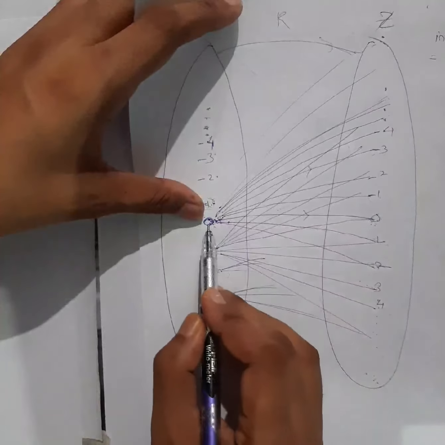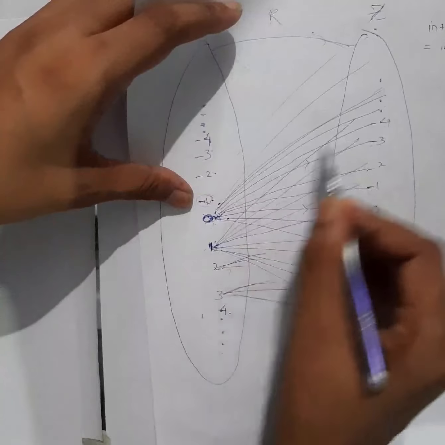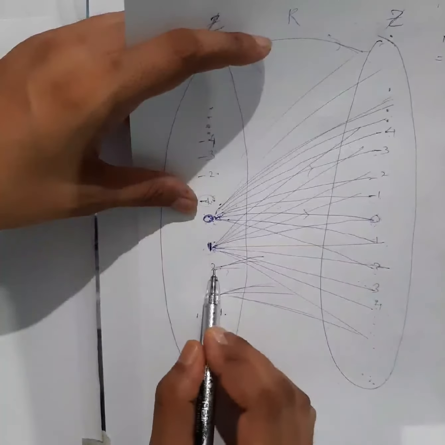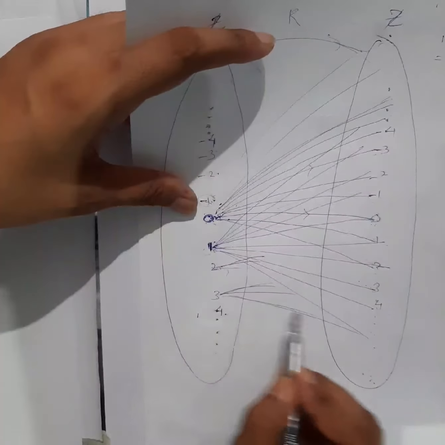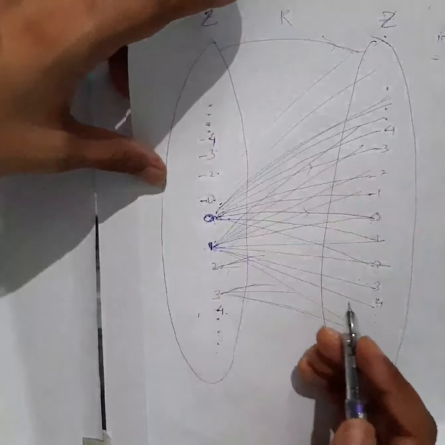An infinite number of images it is having. Right? This single element is having an infinite number of images. Here also 1 is having an infinite number of images. Here is also an infinite number. This also will have an infinite number of images. All of these will have an infinite number of images.